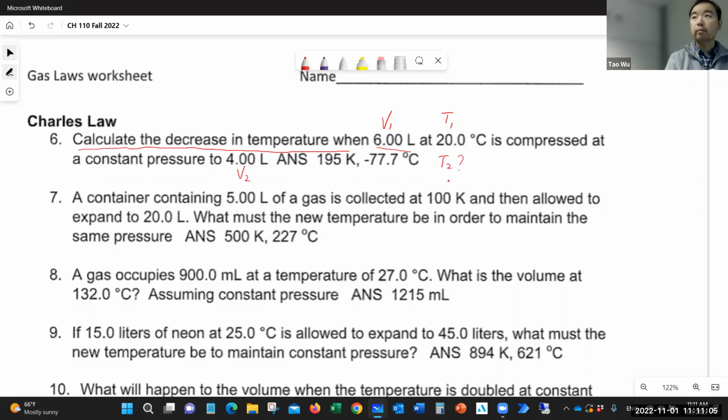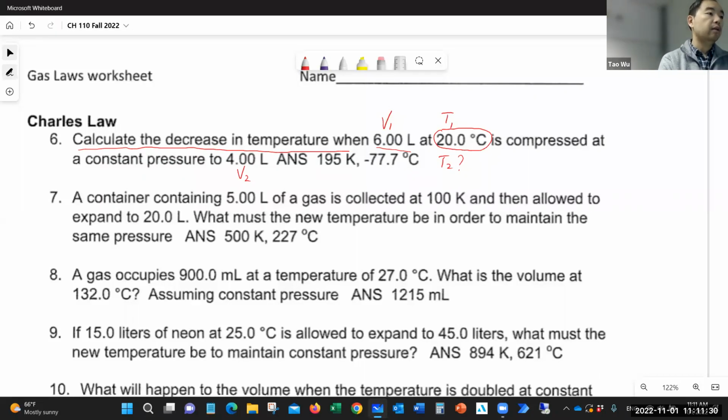But one of the important things when we're doing the gas law is Celsius cannot be used in the calculation. All the temperatures have to be converted to Kelvin. This is the most important thing, okay?